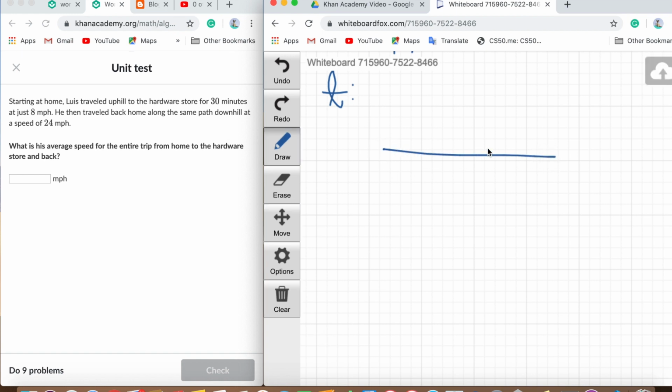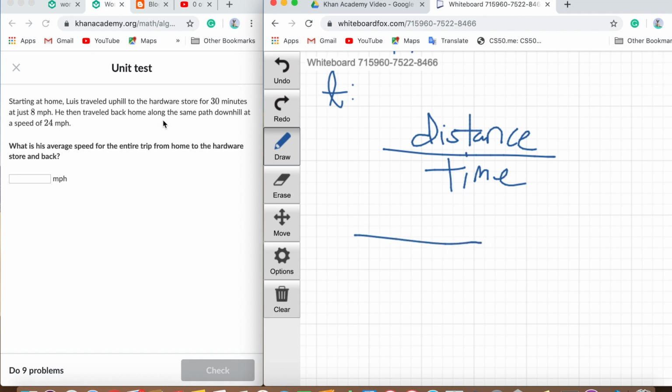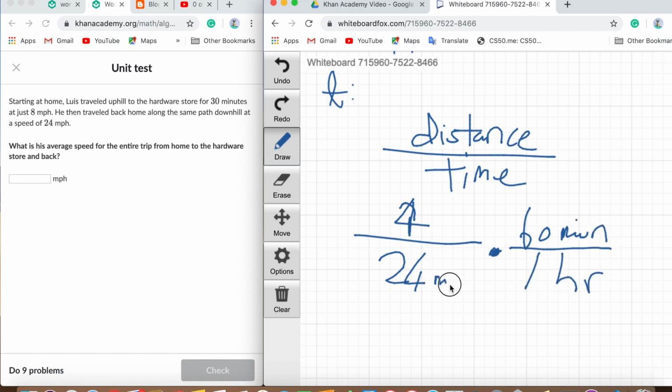So for time, we use distance over time. And let's figure that out. So distance, what is the distance? Distance is 4, not 8, it is total. 4, and that's the speed, 24 miles per hour. And then I'm gonna multiply by 60 minutes, which is corresponding to an hour.